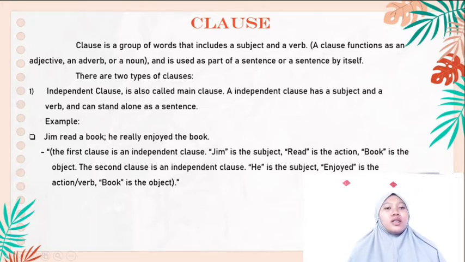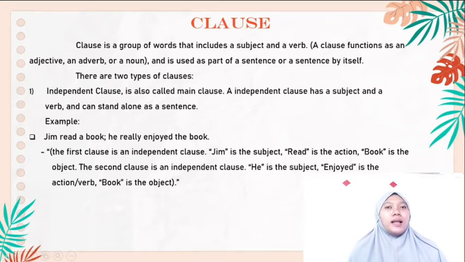A clause functions as an adjective, a verb, or a noun, and is used as part of a sentence or as a sentence by itself. There are two types of clauses. Number 1, independent clause. It's also called main clause. An independent clause has a subject and a verb and can stand alone as a sentence.